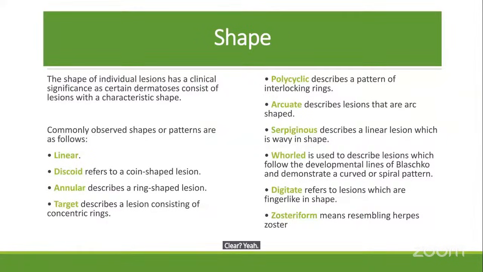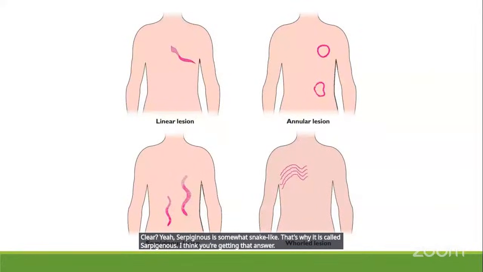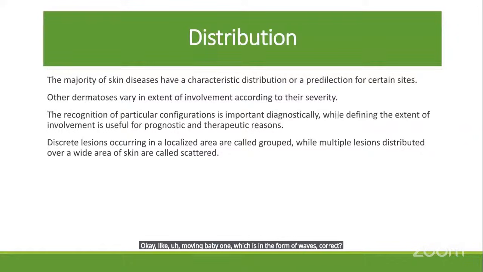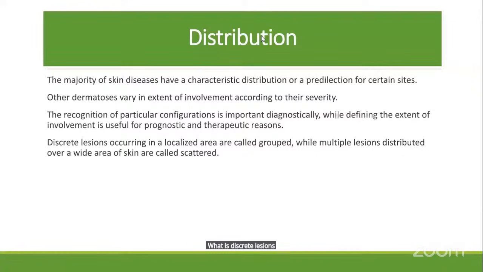Yeah, serpiginous is somewhat snake-like. That's why it is called serpiginous. I think you are getting that answer. Like a moving wavy one, which is in the form of waves. Correct. Distribution. Next, in which area is it? It is very much important to identify whether it is a discrete lesion. What are discrete lesions? Herpes zoster. You are knowing the herpes zoster. I will give this photo after this class.